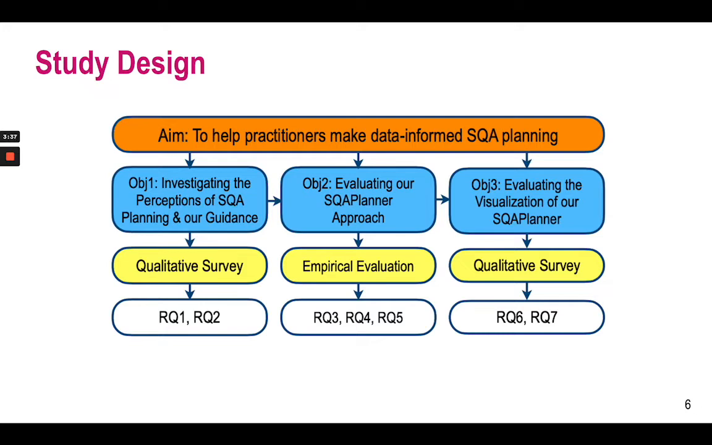So first, in RQ1 and RQ2, we conduct a qualitative survey with practitioners to better understand the practitioners' perceptions of the SQA planning activities. And then we propose the SQAPlanner approach and perform an evaluation in RQ3, RQ4, and RQ5. And finally, we develop a visualization for our explanation and conduct a qualitative survey with practitioners to investigate if our explanations are better than the state-of-the-art Microsoft Code Defect AI or not.